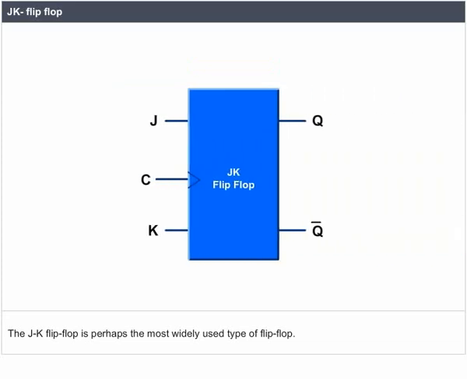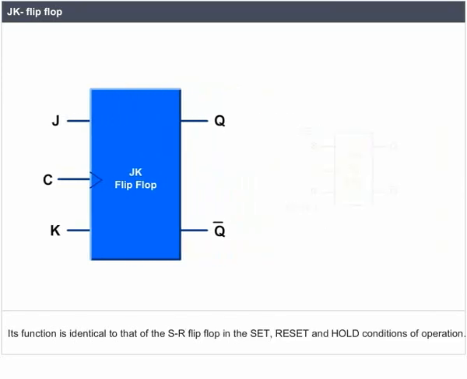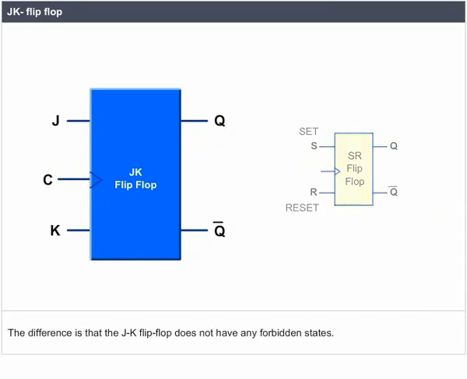JK flip-flop. The JK flip-flop is perhaps the most widely used type of flip-flop. Its function is identical to that of the SR flip-flop in the set, reset and hold conditions of operation. The difference is that the JK flip-flop does not have any forbidden states.